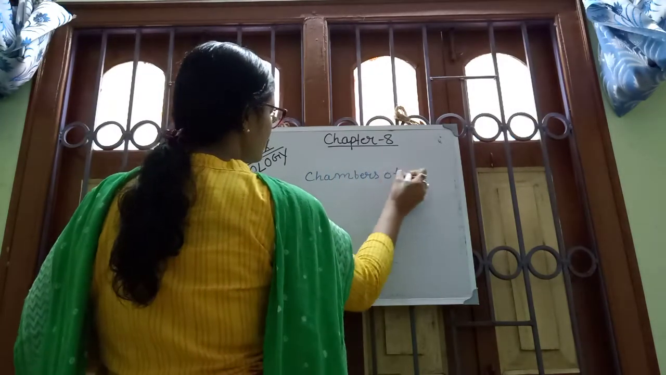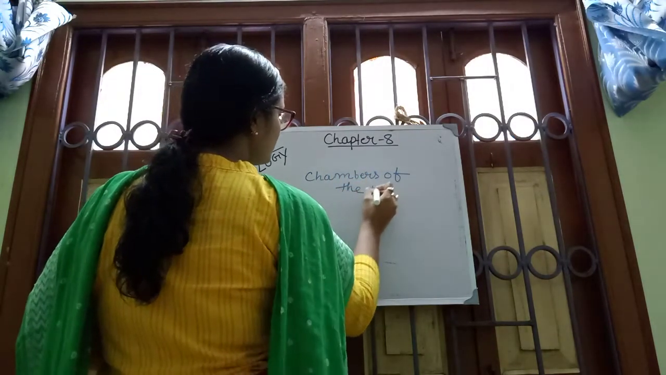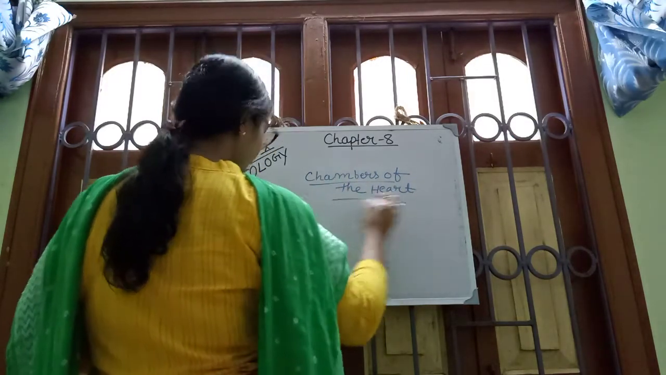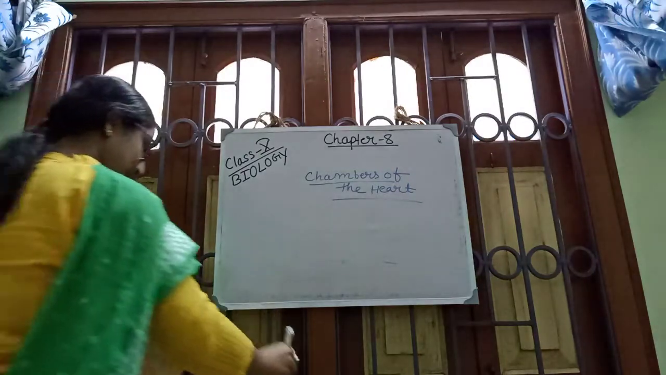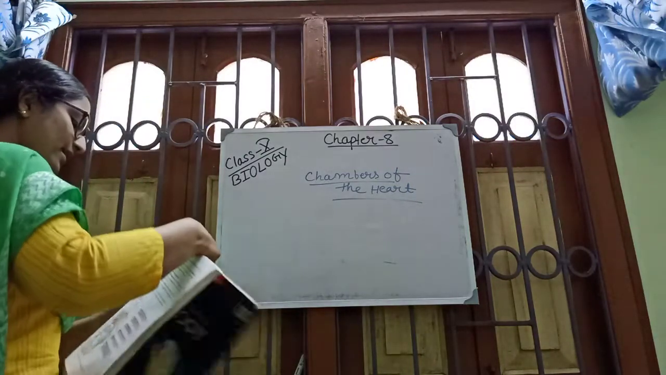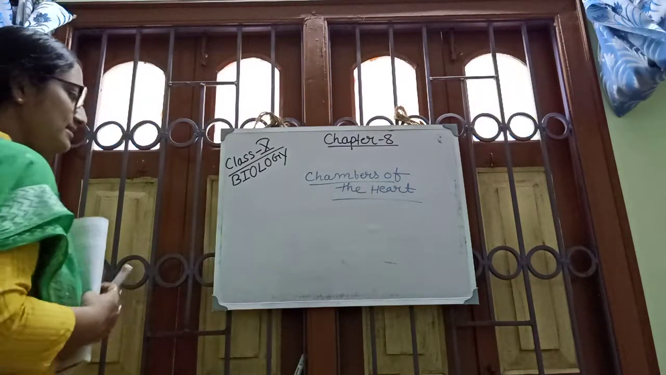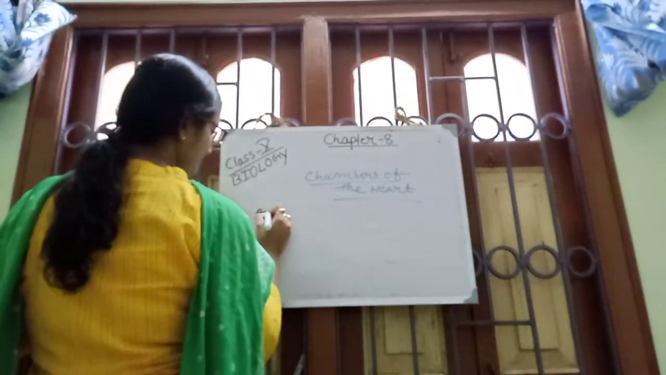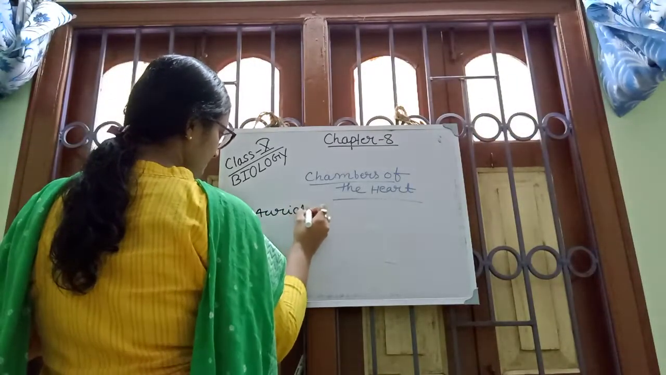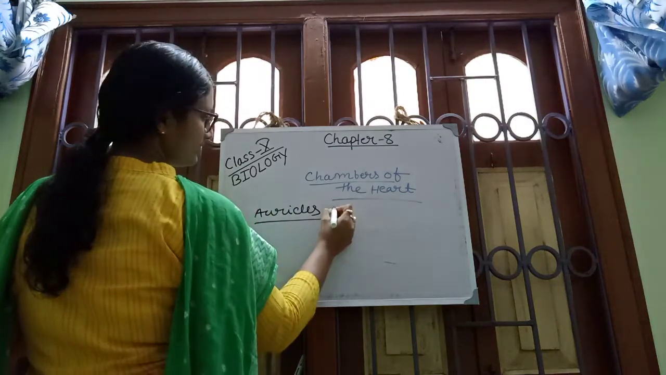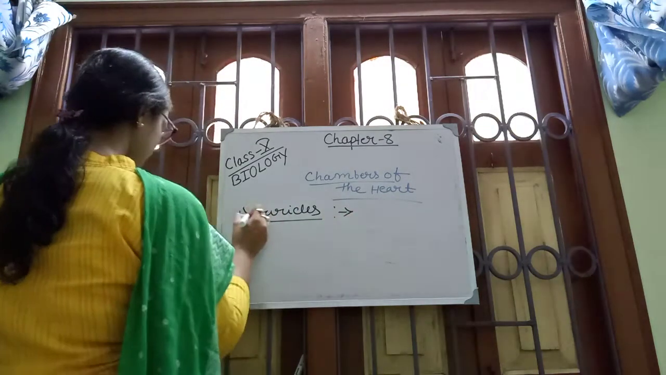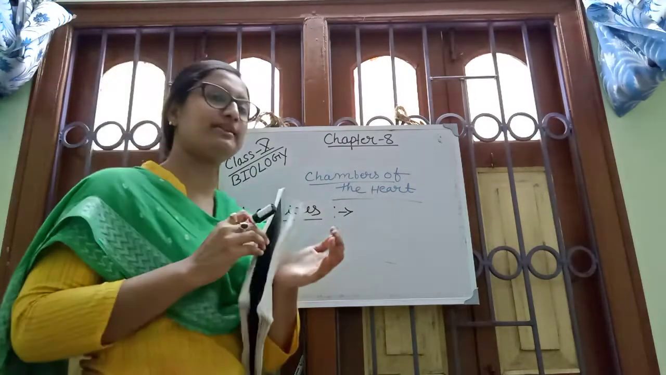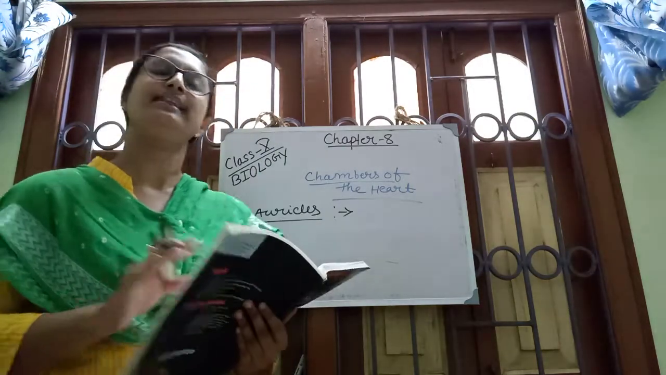Chambers of the heart. The first chamber is the auricles. After that, the ventricles. Auricles, first chamber. In the chambers of the heart, two auricles are present. This is called the right auricle and the left auricle.